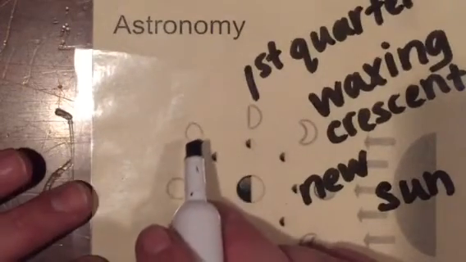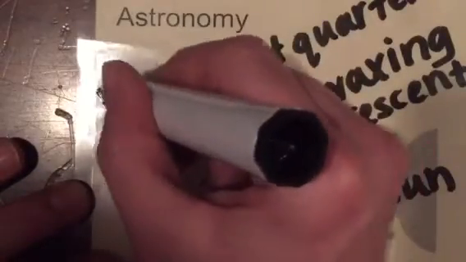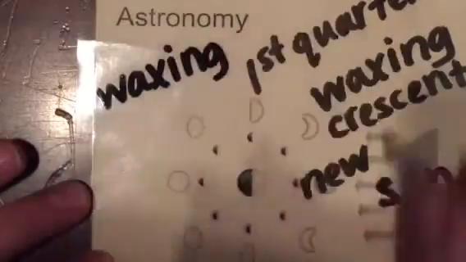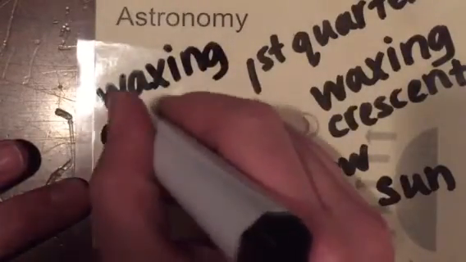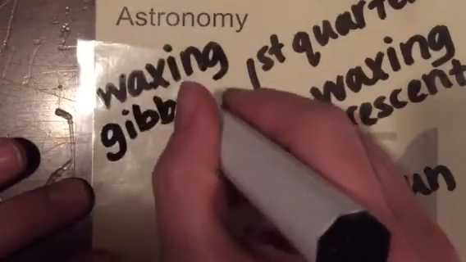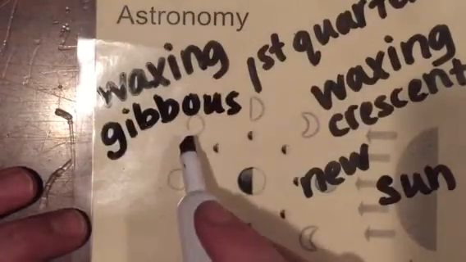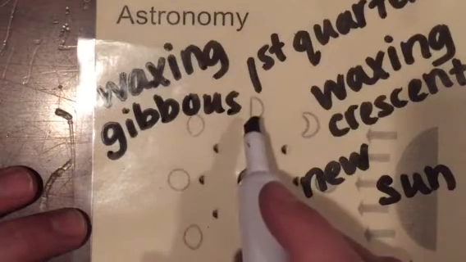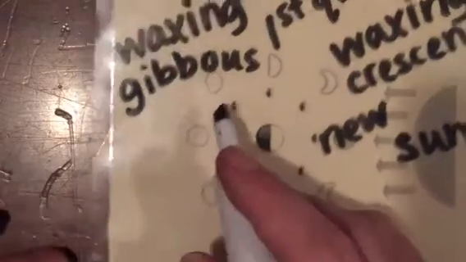The next phase, again, we're going to use that word waxing because the light is continuing to increase. And the vocab we're going to use is gibbous. Gibbous refers to the shape of the moon when it is somewhere in between a quarter and a full. So it's not half and it's not 100%, it's in between.